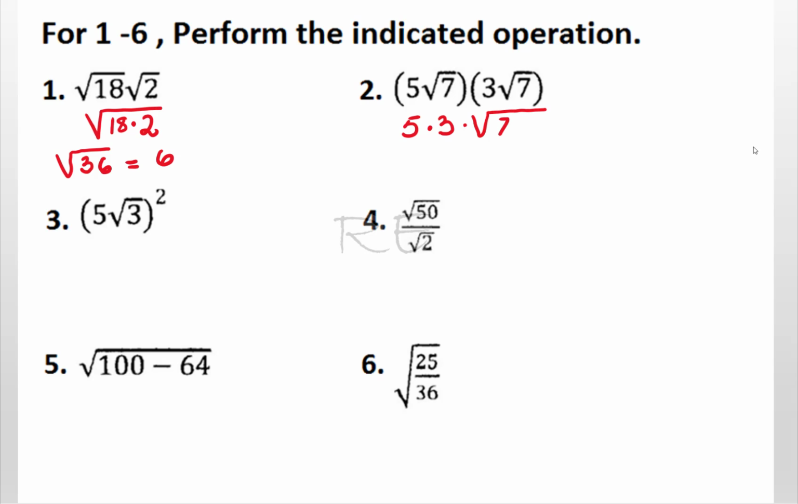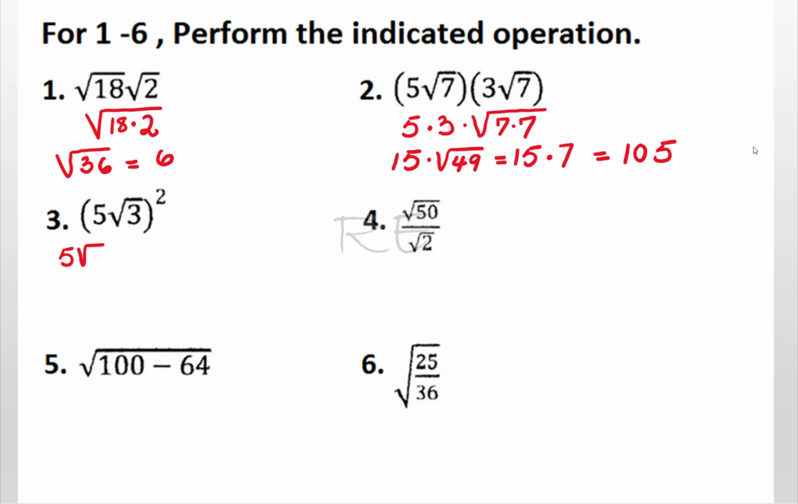We rearrange the factors: 5 times 3, and then square root of 7 times 7. 5 times 3 is 15, and 7 times 7 is 49. Square root of 49. 15 times 7, square root of 49 is 7, and 15 times 7 is 105.